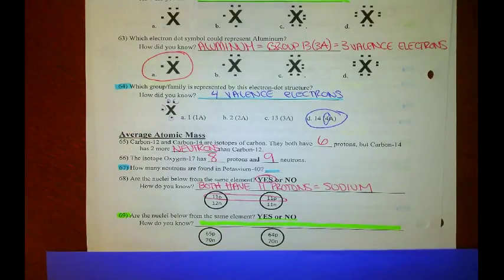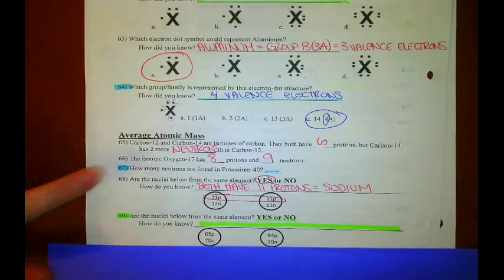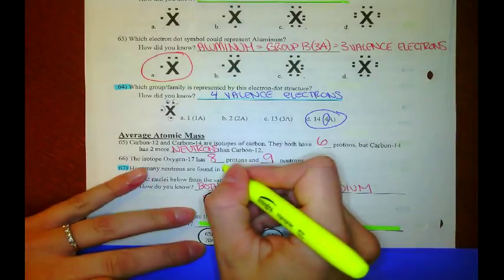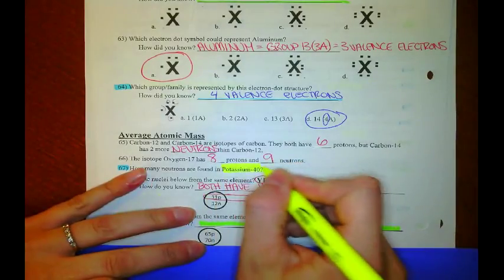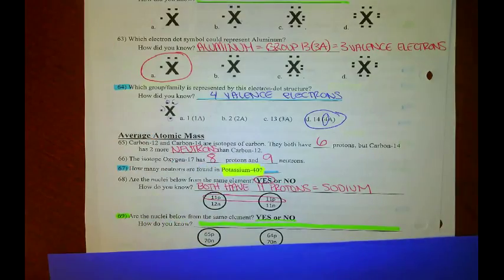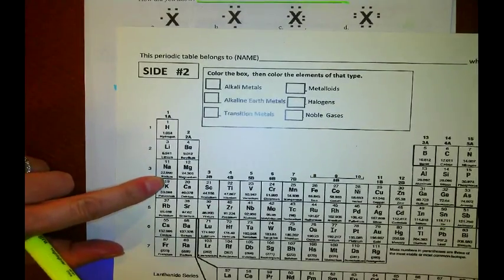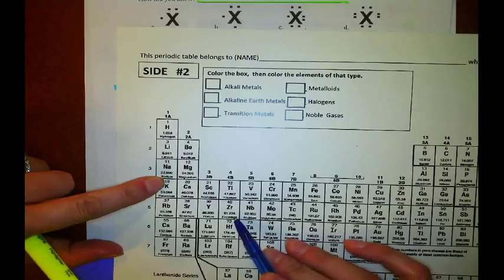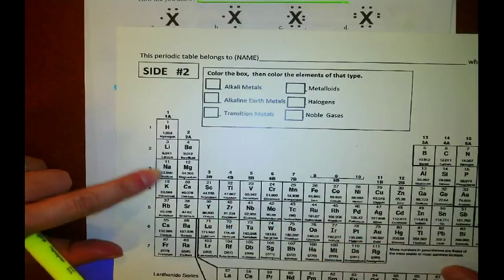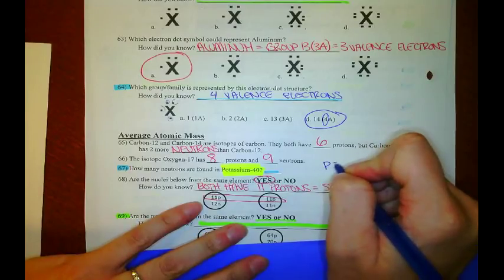Looking down at the second half of this page, you can check your answers there. Number 67, how many neutrons are found in potassium-40? So potassium-40 is an isotope, and the specific element of potassium on the scale says 40. In order to be potassium, it has to have 19 protons, because 40 protons is zirconium. So potassium has 19 protons.